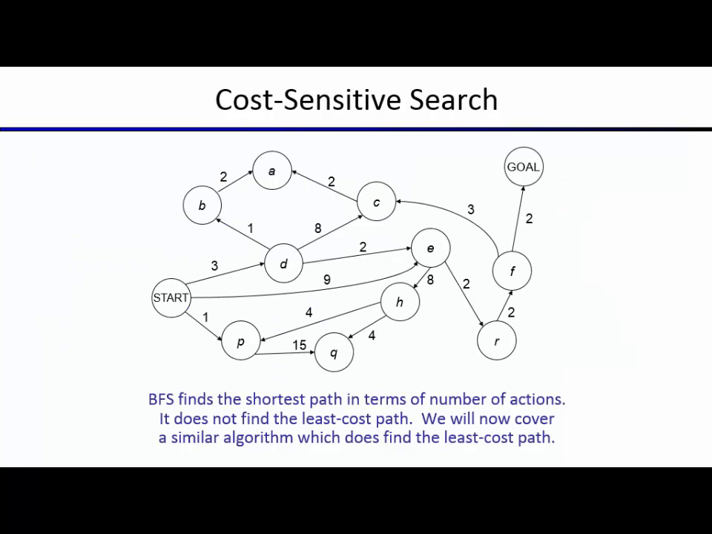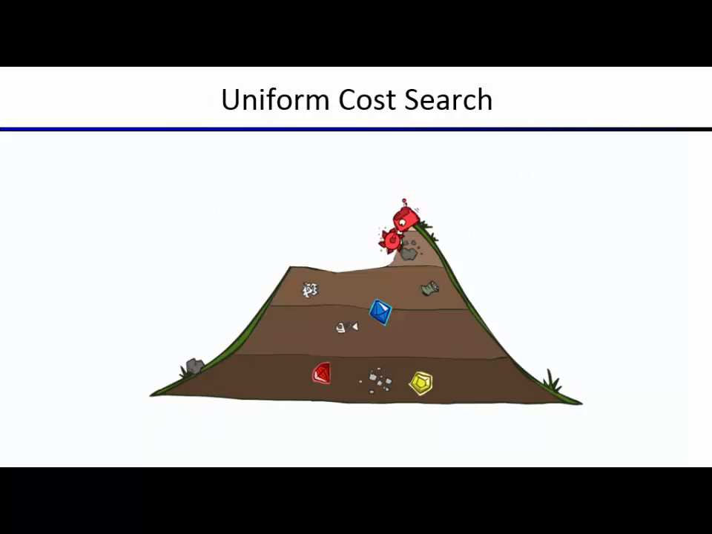Now let's switch to cost-sensitive search. What do I mean with cost-sensitive search? We'll add cost to each of the arcs. So here's a new graph. Each of the arcs has a cost associated with it. We want to find a least cost path. Right. Not just any path to the goal, the one that the total path cost is lowest.